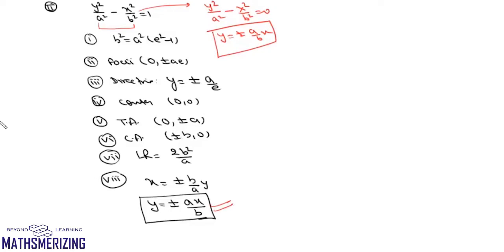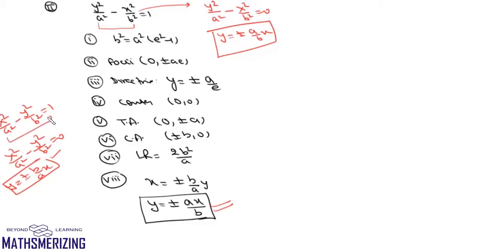For the first form also, if it is x square upon a square minus y square upon b square equals 1, we'll write x square upon a square minus y square upon b square equals 0. We'll get y equals plus minus b upon a x. So again, by using the same method, we can get the asymptote for the first form also. So now we can draw this hyperbola.